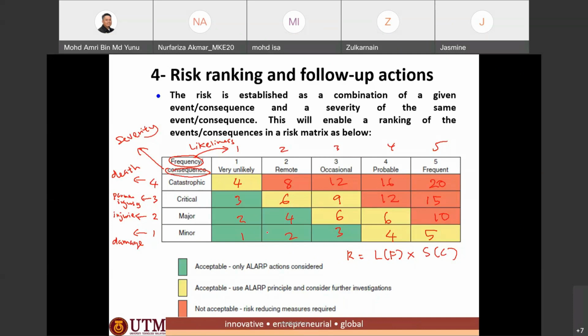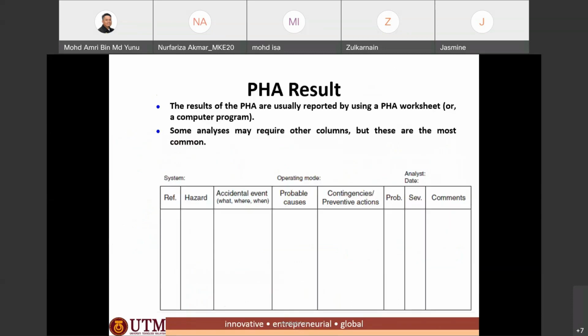But if in green, normally we don't apply the engineering control. Because what happens if you apply the engineering control? You will only incur more cost into your system, but that will basically increase your safety level. But you want to balance the cost and your profit, right? But when the risk that we calculate is in the yellow, we need to do the engineering controls. We will look into that. Okay. So this is the result.